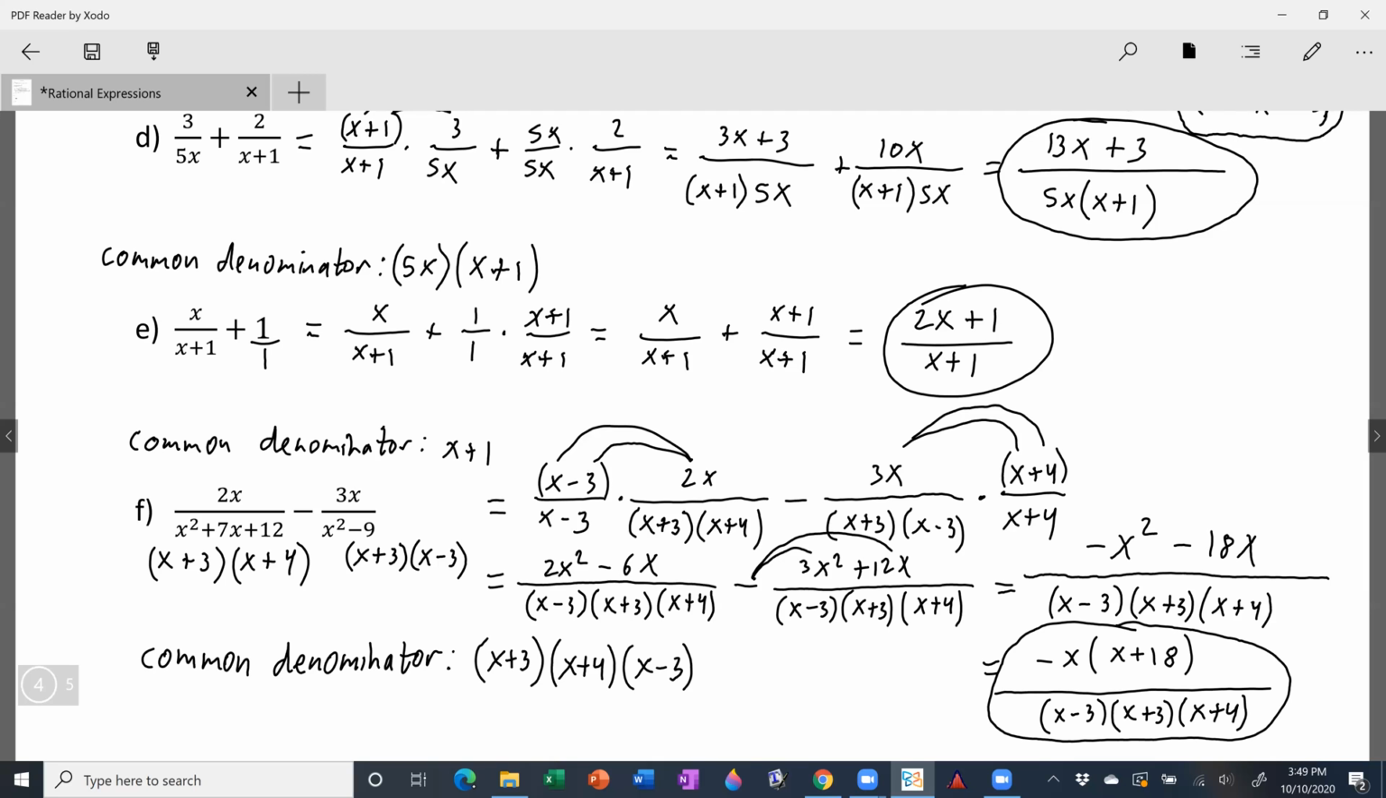All right, so that one's about as crazy as it can get because we had to factor and the common denominator needed 3 separate pieces. And then the same process is going to work though. You just go find out what that common denominator needs to be and then multiply the top and the bottom of each of those expressions by what it was missing for the denominator.